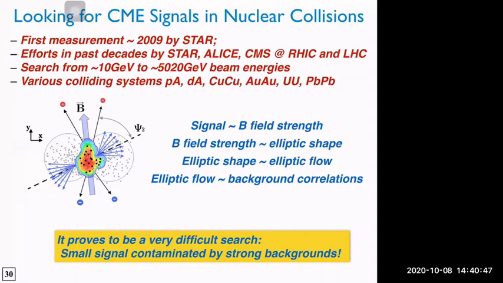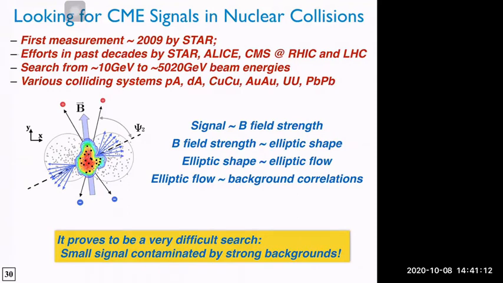Well, first measurement since 2009 by STAR. In the past decade, a lot of effort was made experimentally by STAR, by ALICE, by CMS at both RHIC and LHC. The search happened from 10 GeV to 5,000 GeV beam energy. Various colliding systems have been looked at, including pA, dA, kappa kappa, gold gold, uranium uranium, and lead lead.